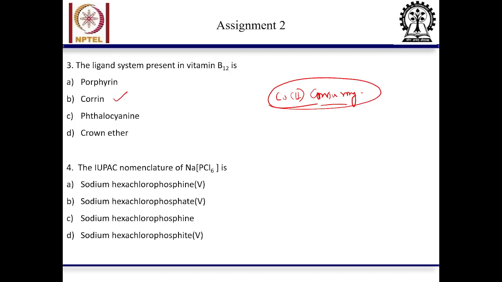What is the IUPAC nomenclature for Na3[FeCl6]? Tell me which option is correct.